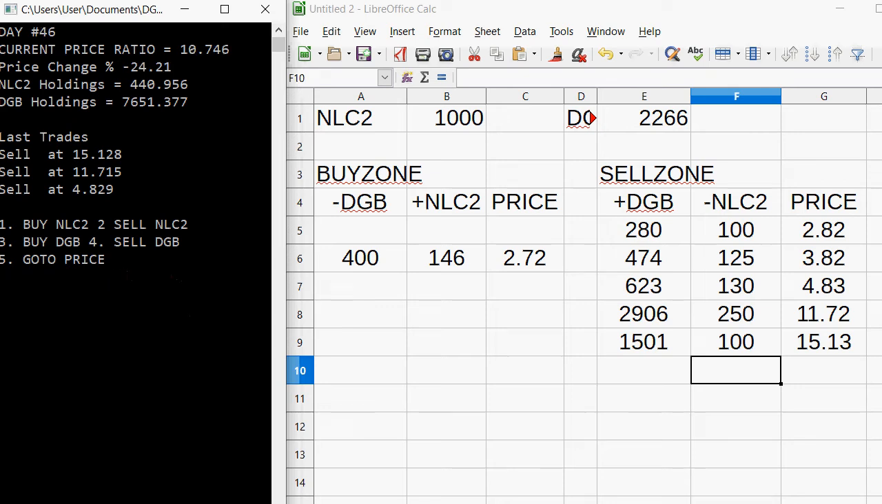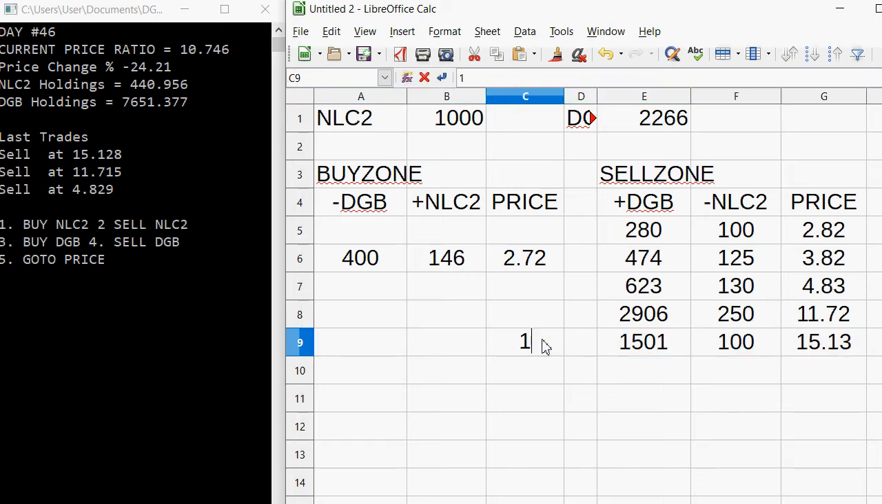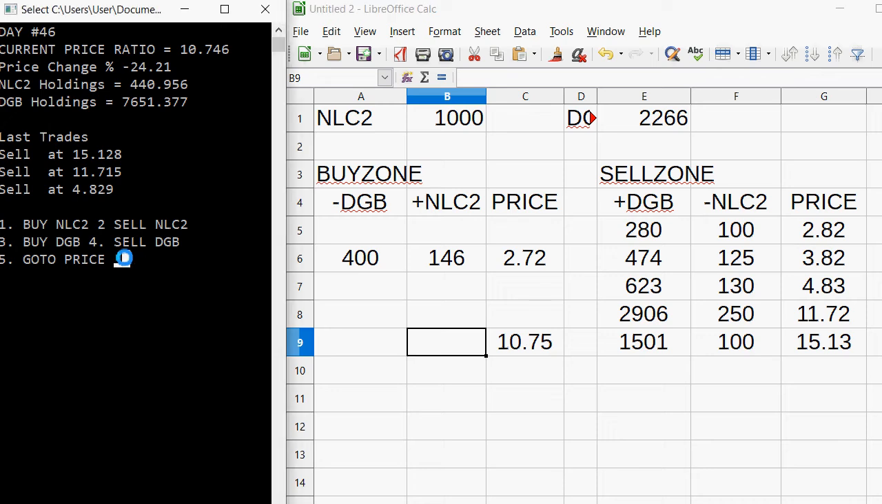It goes down to 10. So therefore, we can execute this buyback right now. The price is 10.75. We're going to sell some DGB.